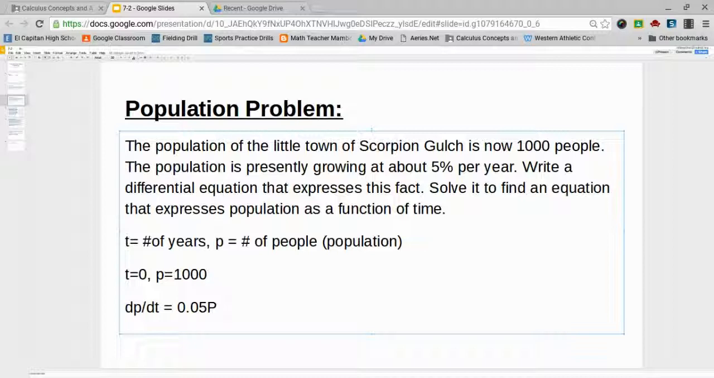Okay, and in the next part where it says solve it to find an equation that expresses the population as a function of time, that is what we're going to do next. But I want to make sure that we understand this part. I got it from the third sentence that says write a differential equation that expresses the fact that the population is growing at 5% per year. So here's my population growing at 5%, and here's my differential equation with the population with respect to time. Okay.